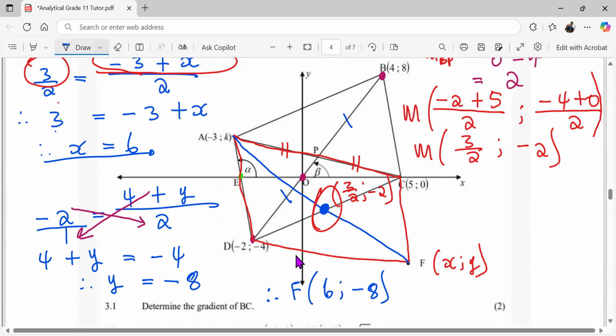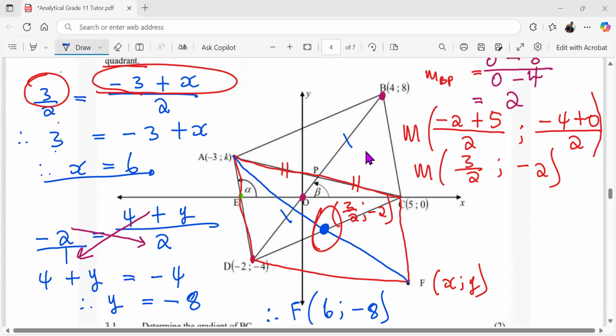So yes, what I'm saying to you is if they tell you that a figure is a parallelogram and they ask you to find the coordinates of one of the vertices, it's very easy if you use the midpoint property of the parallelograms. Use the fact that the diagonals bisect each other. It's the easiest in business. Find the midpoint of those two diagonals using one of the diagonals, which we did here. And then now that you know those coordinates, you can consider another diagonal and reverse the midpoint formula.